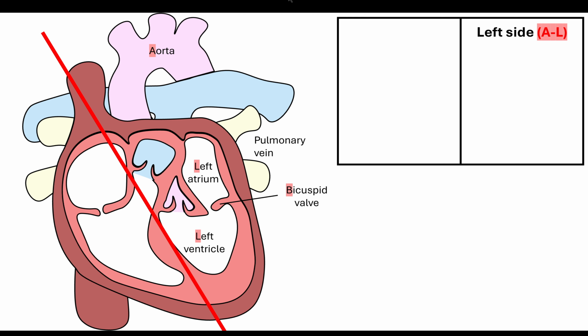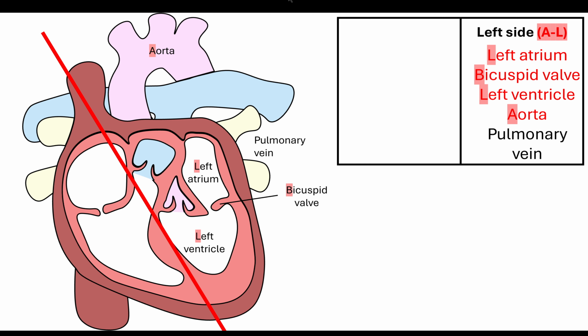So it's important when we look at the left side, if I use my alphabet A to L, the left atrium, the bicuspid valve, the left ventricle, and the aorta, all of these start with letters between A to L. So that helps me to remember that the aorta is on the left side. And my bicuspid valve, bi means two. There are two parts to this valve, and that bicuspid valve is on the left side because the wall of my ventricle on the left side is much thicker.